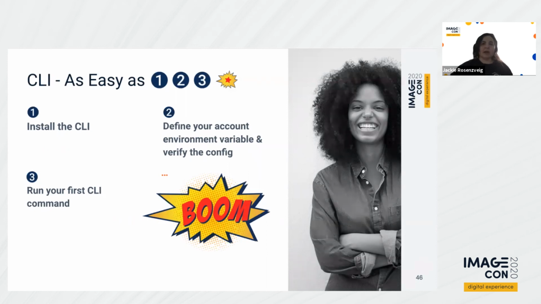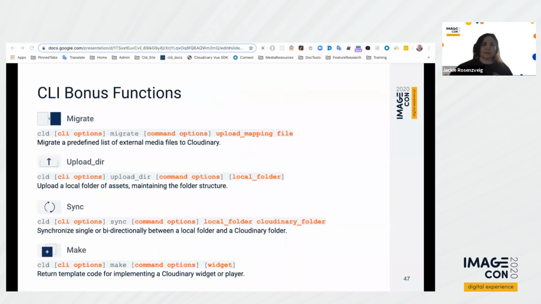So really, is it that easy? It is. All you have to do is run one command to install the CLI, run another one-liner to export your account environment variable, and then start running commands. And boom, you are controlling your assets in literally seconds. And we've only got a few more minutes left in this workshop, which is enough to give you a couple of examples of what you can do with this and how easy it really is.